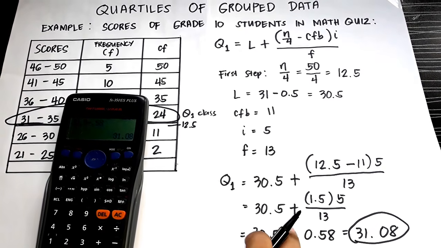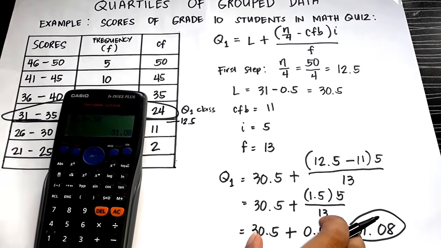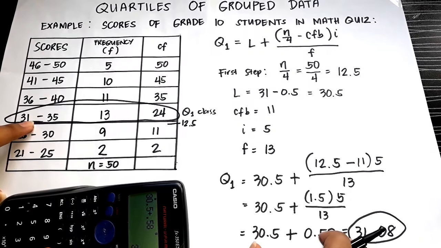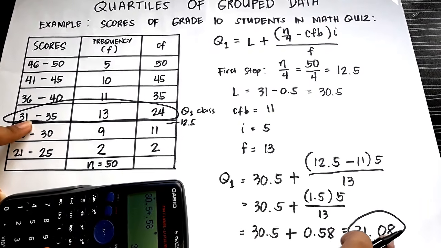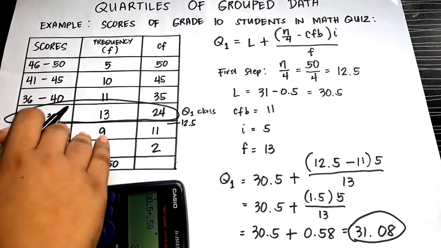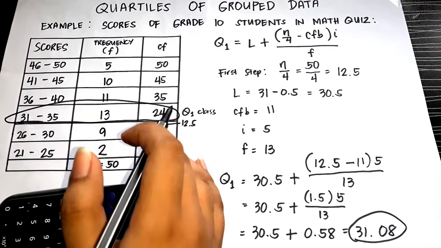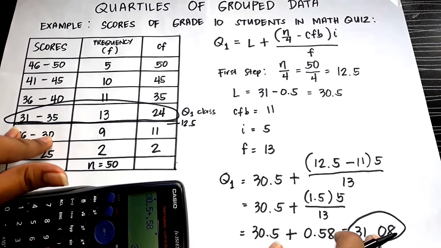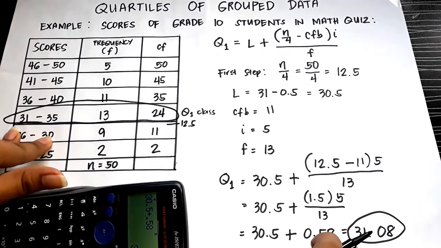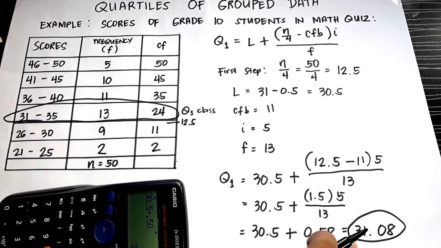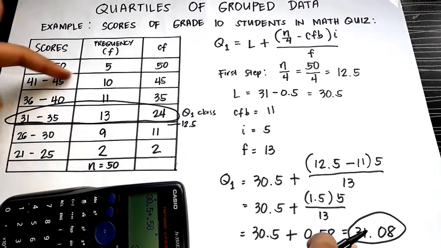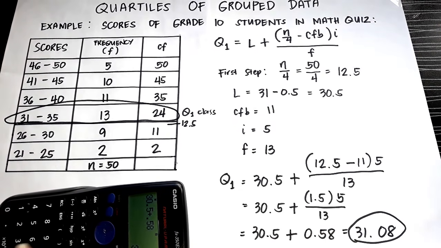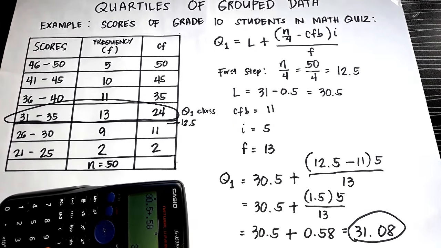Now, we have to remember that your final answer in quartile 1 should be somewhere in between the scores of your quartile 1 class. 31.08 is somewhere in between 31 to 35. Ibig sabihin, hindi pwedeng lumayo sa dalawang values na to yung inyong magiging sagot. Kapag ang naging sagot nyo dito is like 41 or something, wala na po yun sa quartile 1 class nyo, mali yung quartile 1 na nakuha nyong value.